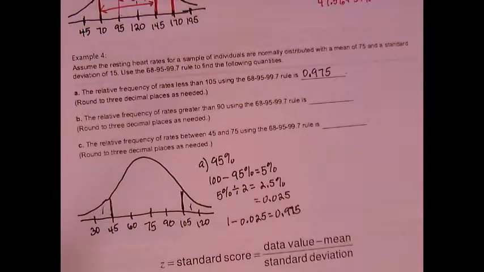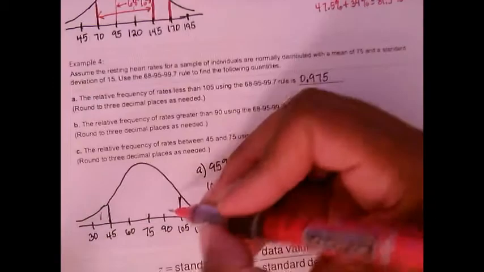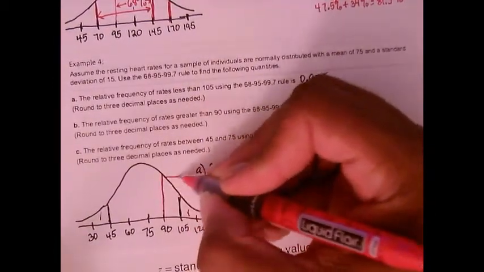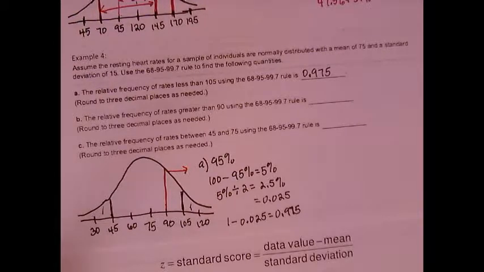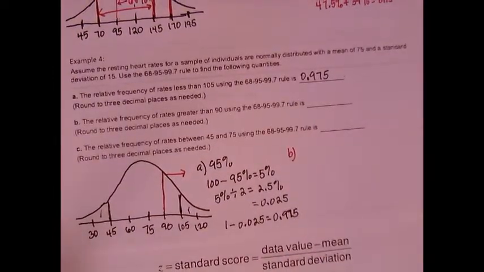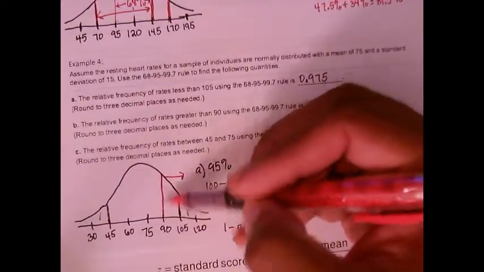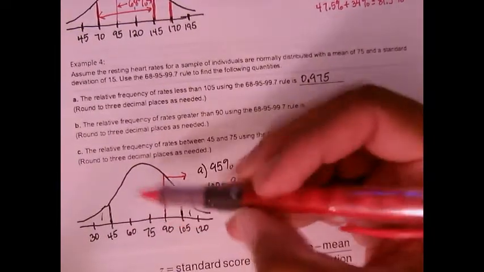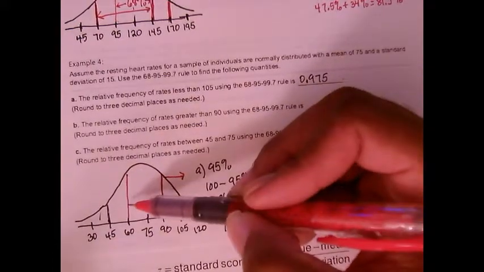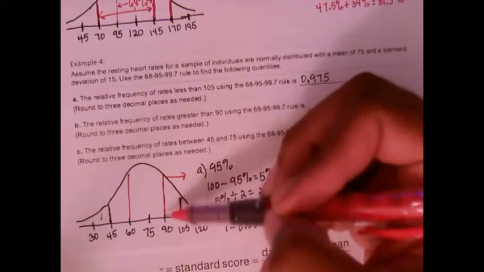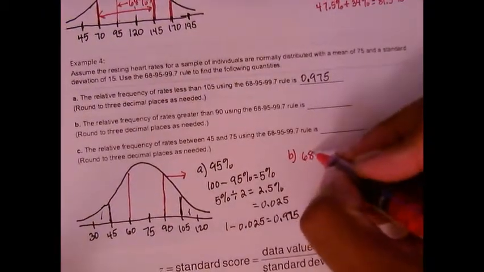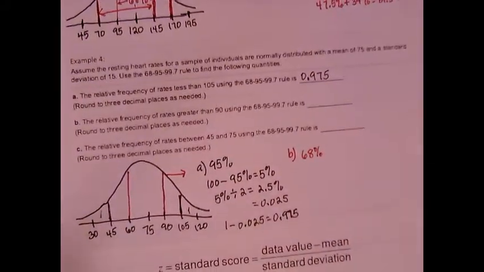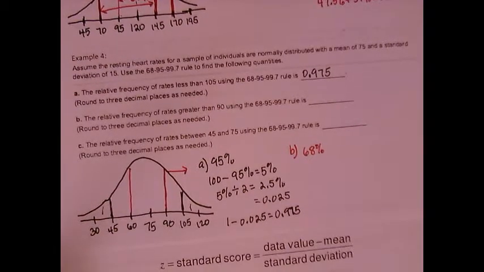Now part B, the relative frequency of rates greater than 90 using the 68, 95, 99.7 rule. Greater than 90 will be anything to the right. That's this part to the right. I know 90 is 2 standard deviations above the mean. And I also know that from 60 to 90, that's within 1 standard deviation of the mean, and 68% of the data values are going to be within 1 standard deviation of the mean. So I'll use that.